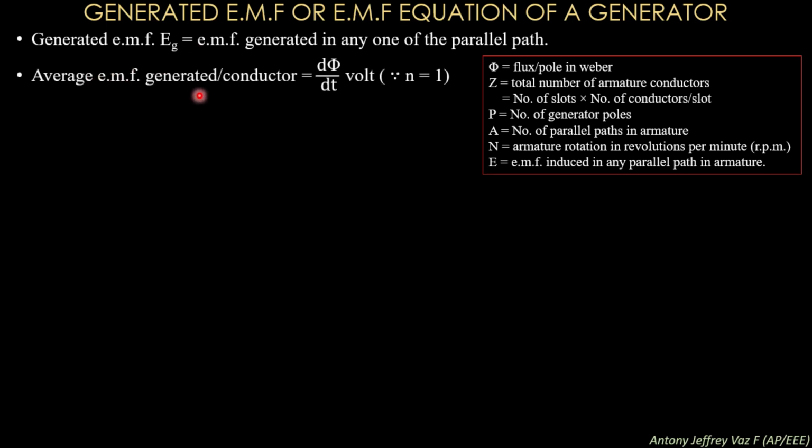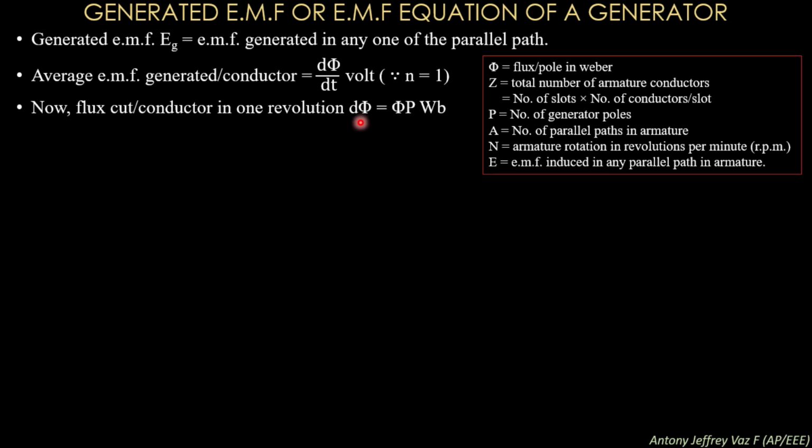The average EMF generated per conductor is equal to dφ/dt. Here, the N refers to 1, which means the number of coils present in the generator is 1. The dφ/dt term represents the change in flux with respect to time. Now, the flux cut per conductor in one revolution, dφ, is equal to φP webers.